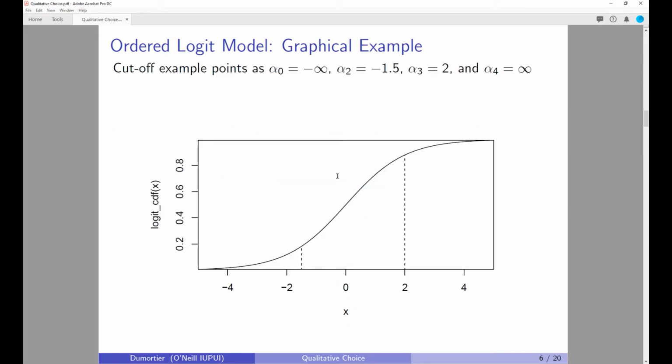Now, how we are going to model this is that we are going to calculate cutoff points, and a particular consumer, or a particular respondent, is going to fall within those cutoff points. Okay.